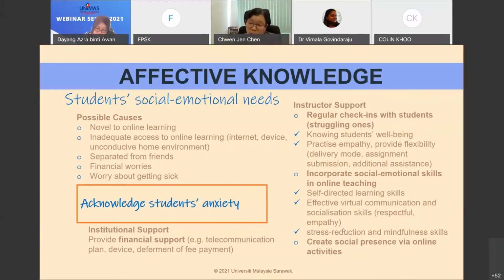You purposely incorporate that, and also create social presence via online activities, so that this can actually reduce students' isolation. They don't feel that they are all alone, because they feel that they have peers, they're working together on some kind of online activities. Yeah, that is an effective knowledge.